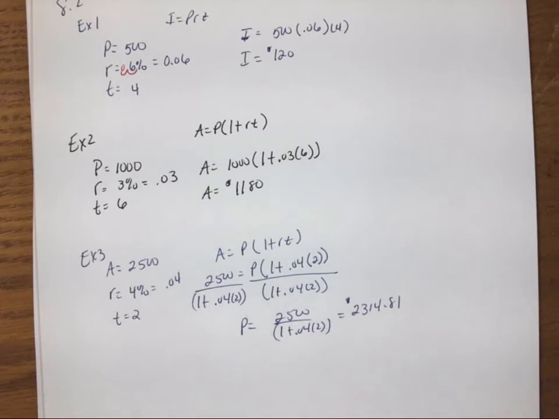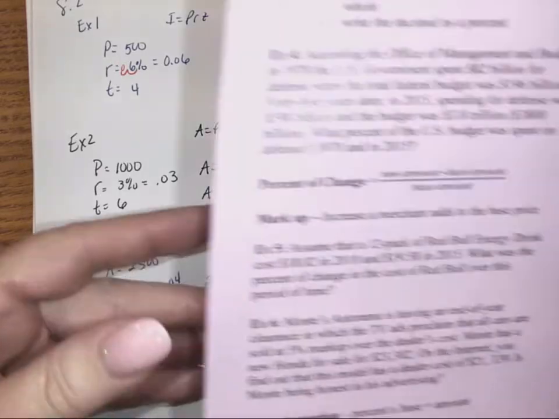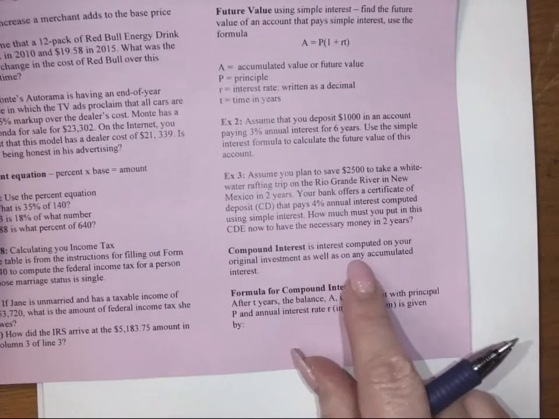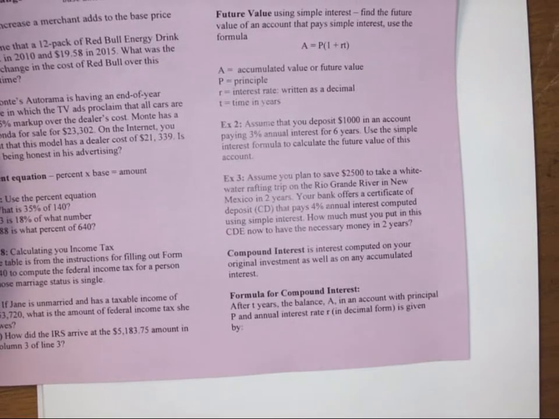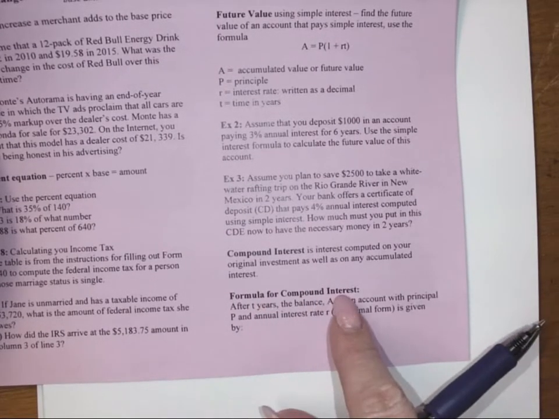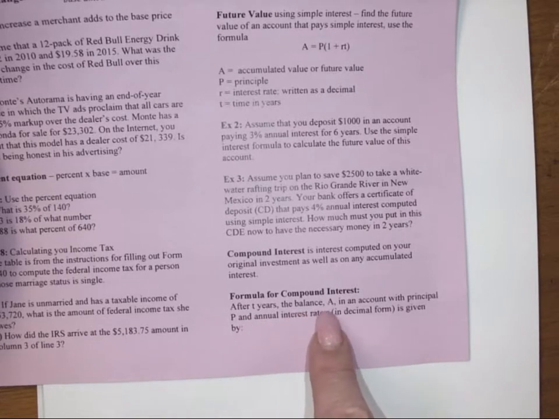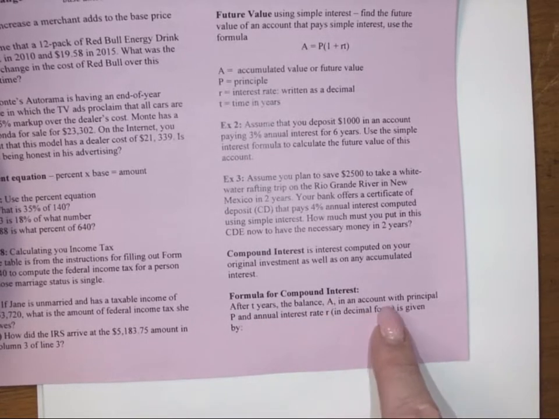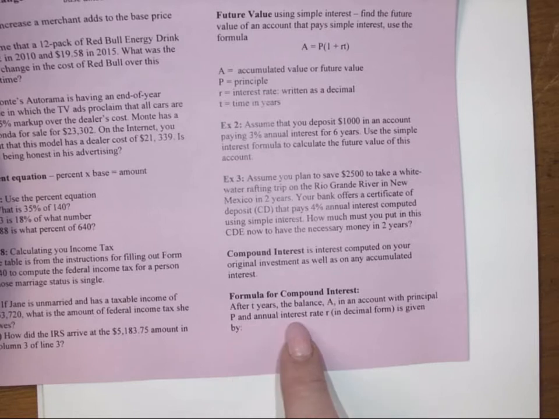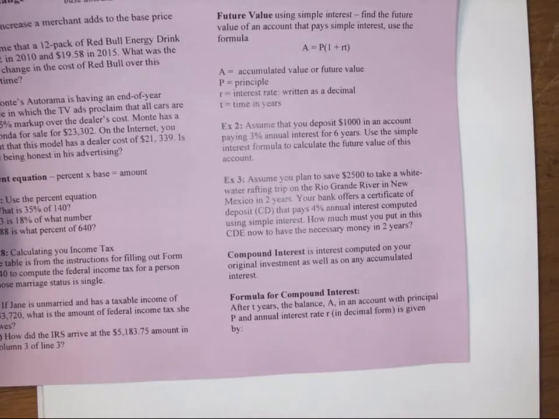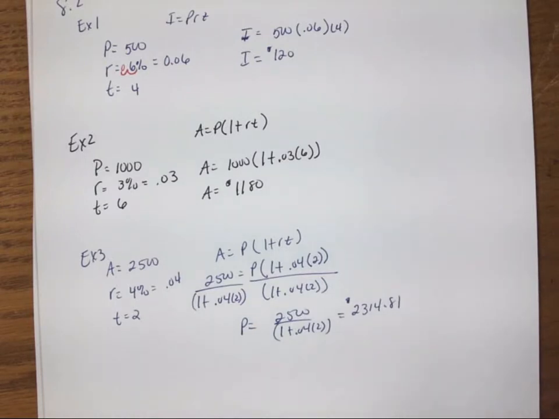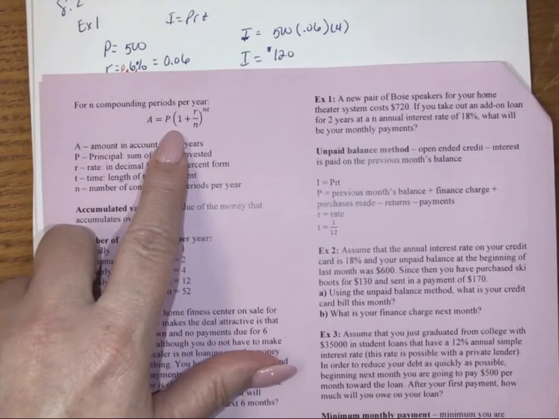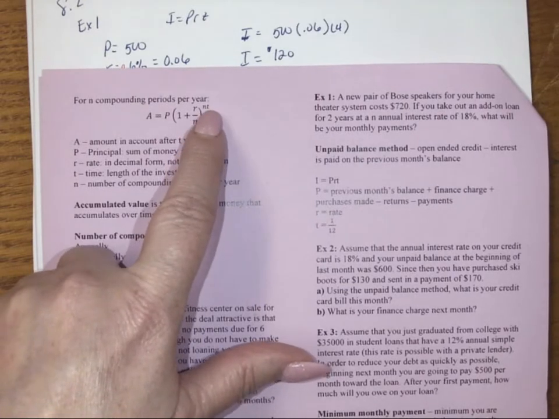All right, so compound interest is our next thing that we're looking at. Compound interest is interest computed on your original investment as well as on any accumulated interest. The formula for compound interest after 2 years with the balance, A in the account with principal P, and an annual interest rate of R, again in decimal form, is given by A equals P times 1 plus R over N raised to the NT.